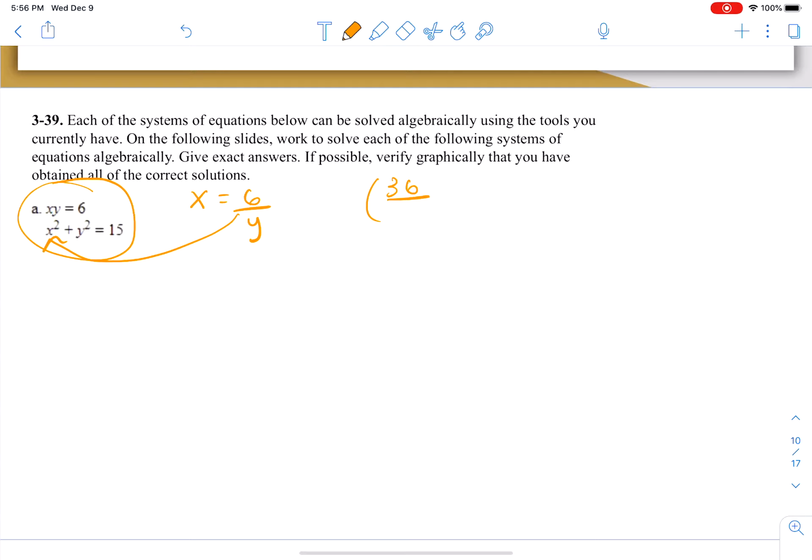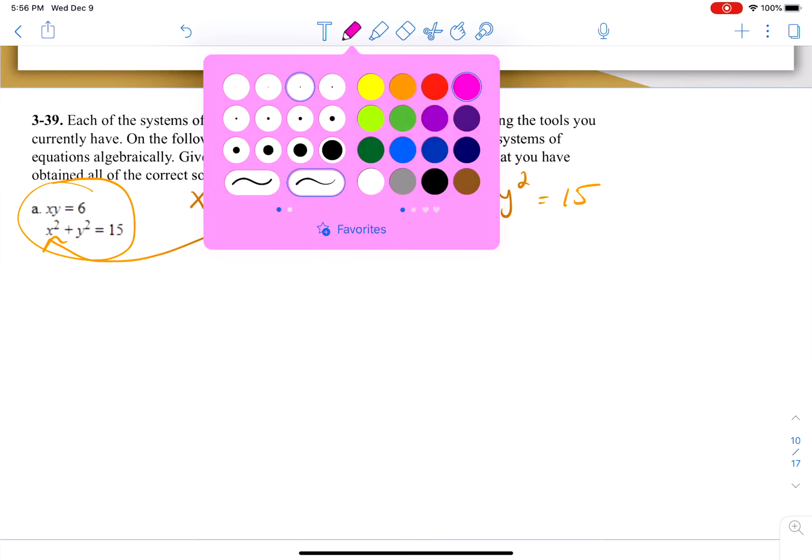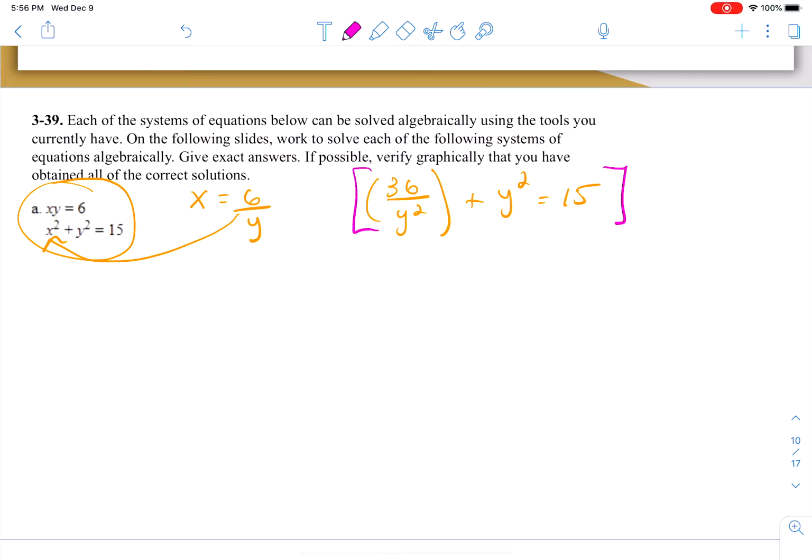I have 36 over y squared plus y squared equals 15. To get rid of the denominator, I'm going to multiply both sides of the equation by y squared. So I have 36 plus y to the 4th, because the y squareds cancel each other out. So I have 36 plus y to the 4th equals 15y squared.